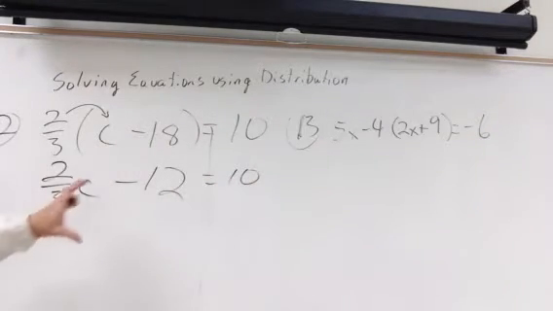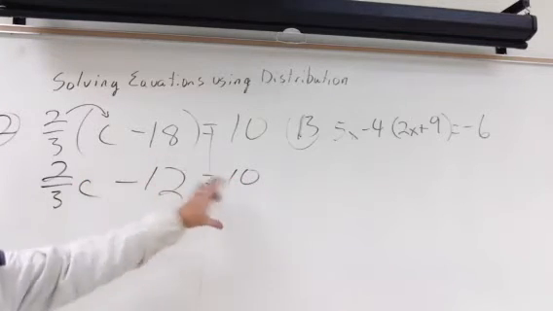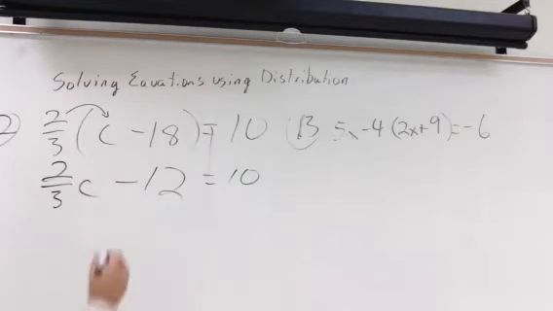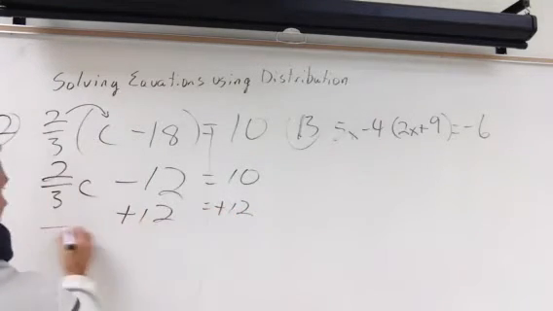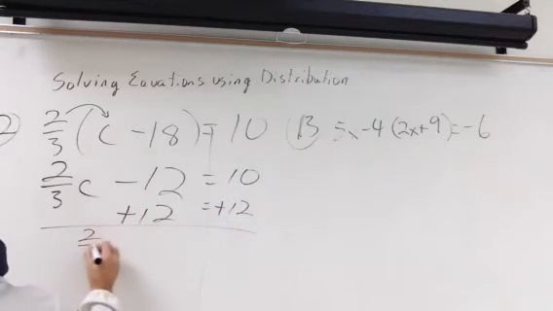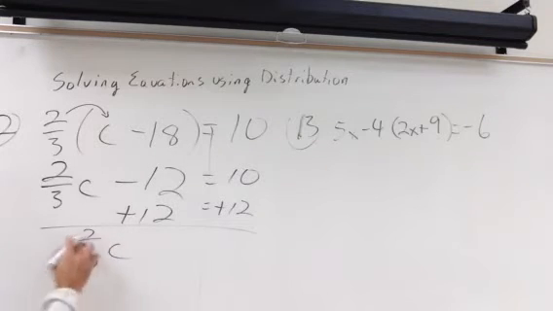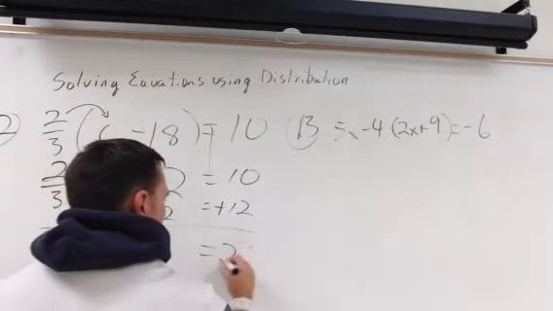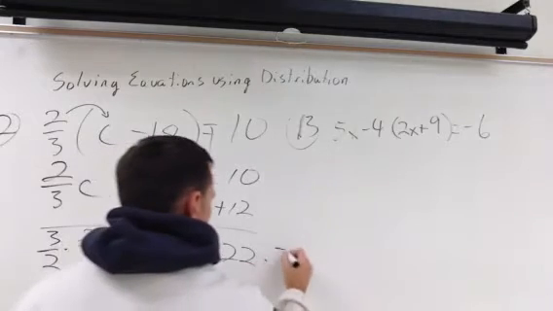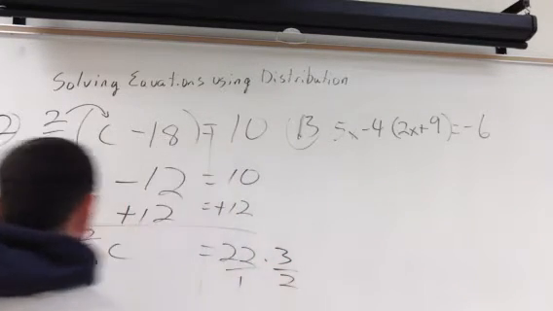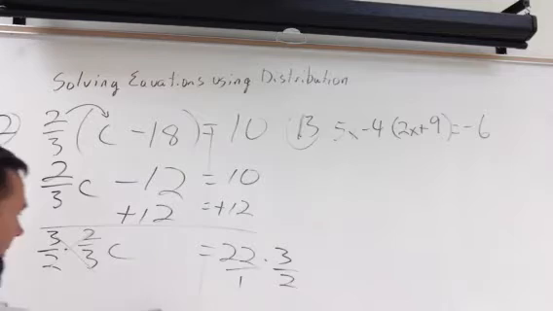Now as you see, we now have whole numbers here, or integers here. So we can add our opposites. Add 12 to both sides. Now we are going to end up with our coefficient being a fraction. So instead of dividing by a number, we want to multiply by the reciprocal. And the reciprocal would be 3 over 2. 3's cancel, 2's cancel, so we're left with c.